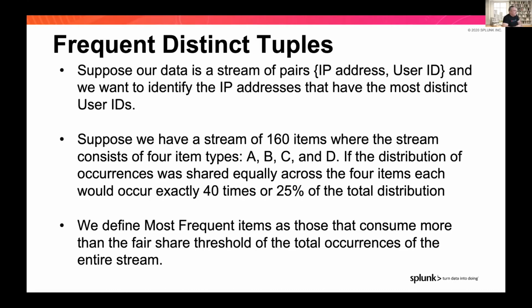So theoretically, if you have a stream of 160 items, let's say, and each have 4 different types, then the distribution should be equal, and if it's equal, each item should appear 40 times, right? But the most frequent items within the tuple are any of those that consume more than their fair share of the threshold of occurrences, right? So back to an even distribution, each IP address should have 1 or 2. So over 160 items, you expect everyone to have 1. This is going to bubble up the ones that have a much more frequent occurrence of distinct values in there. That's the basic approach to distinct tuples.